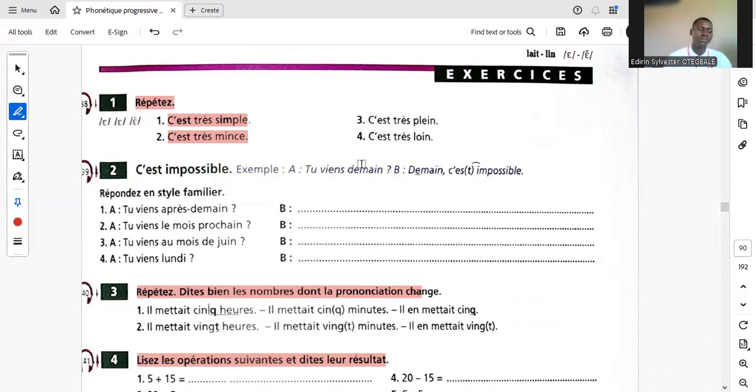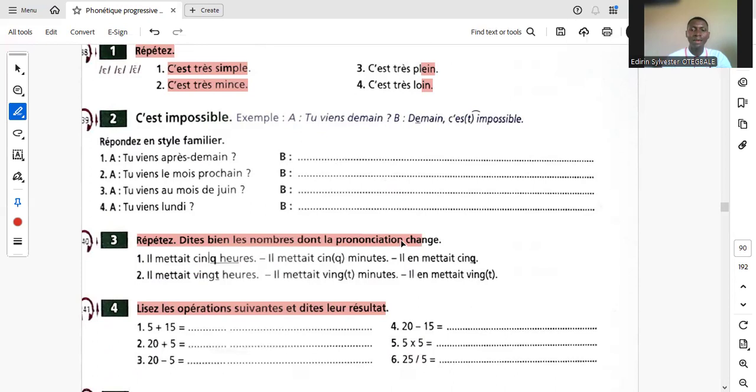So from the examples we've seen so far, we are seeing simple, mince, plein, loin. These are where you have the sound captured. You see the endings: IM, IN, EIN, IN again. So this is how you capture it. It's important to understand this graphy, and when you try to pronounce in French, please pronounce well. When you're transcribing as a student studying French, please apply this knowledge.